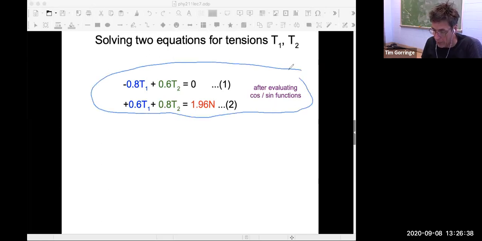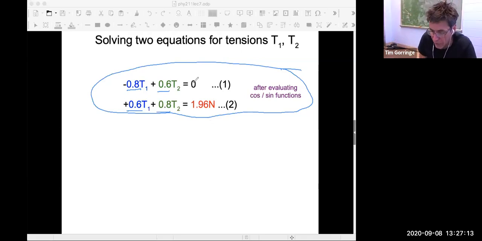Remember we had the cosine and the sine of 37 degrees and 53 degrees. Well, I filled in the numbers for those cosines and sines of those two angles, the 37 and the 53 degrees. And so that's where these four numbers came from. Those are in the top equation, the cosines of the two angles, and in the bottom equation, the sines of the two angles. So that's where they came from.